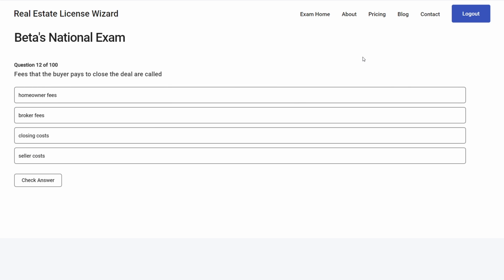All right, fees that the buyer pays to close the deal are called homeowner fees, broker fees, closing costs, or seller's costs. Alrighty. So I'll give you guys an opportunity to think that one over.